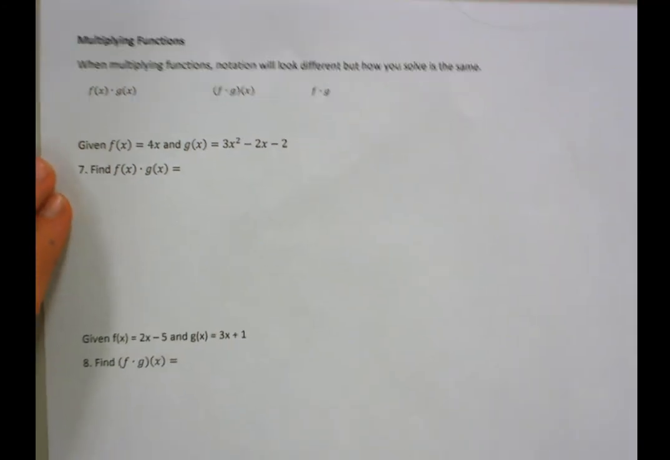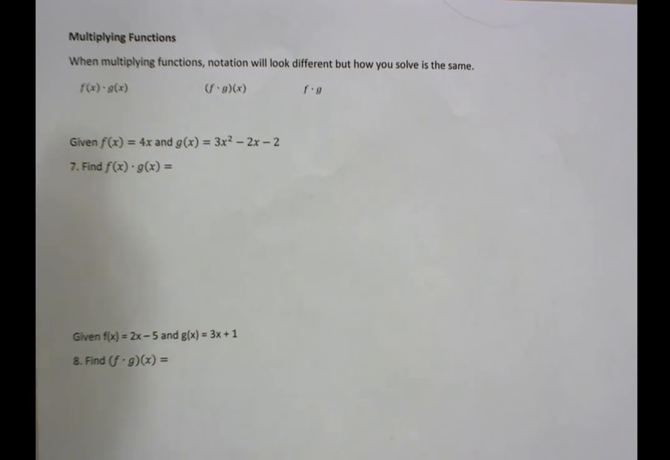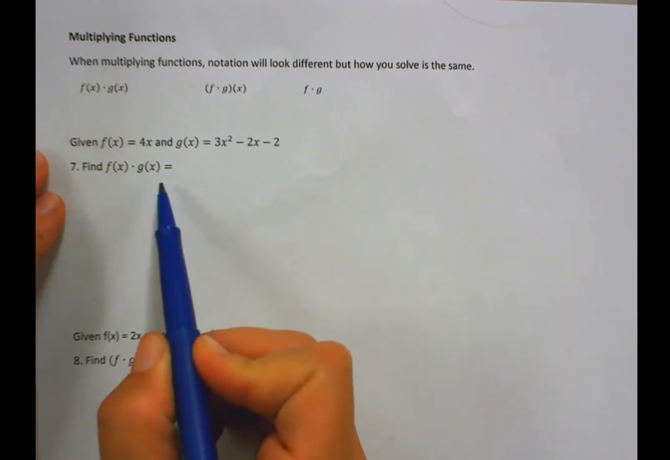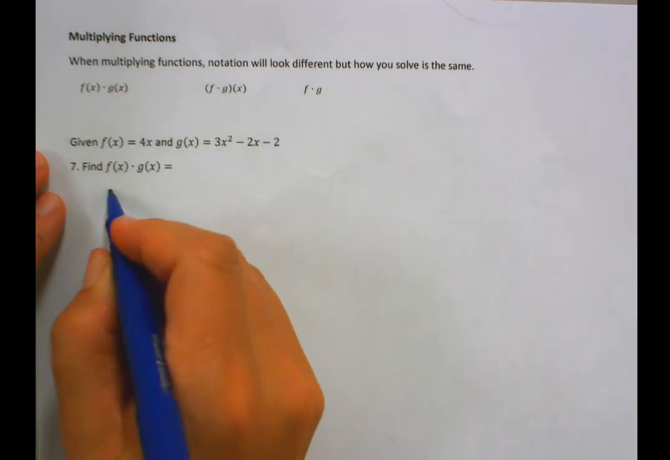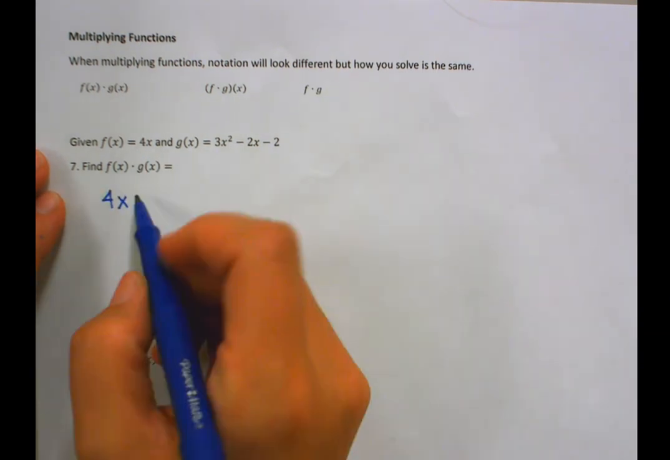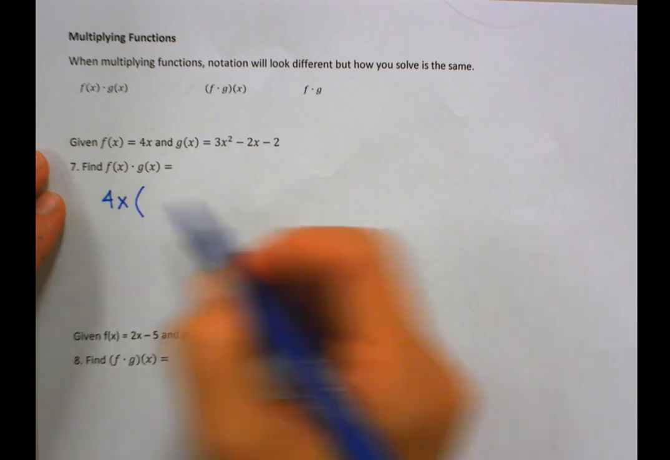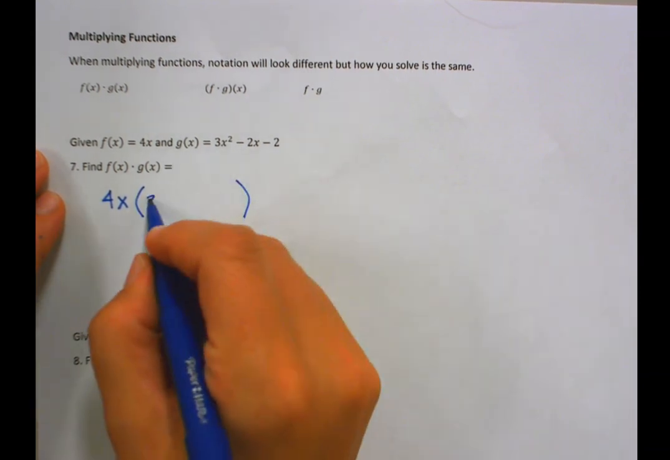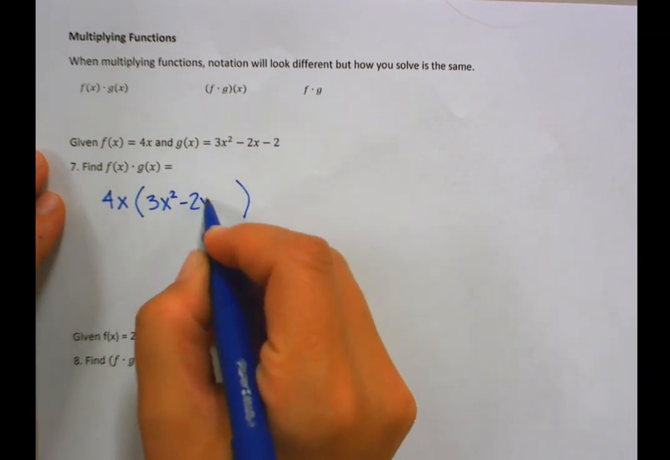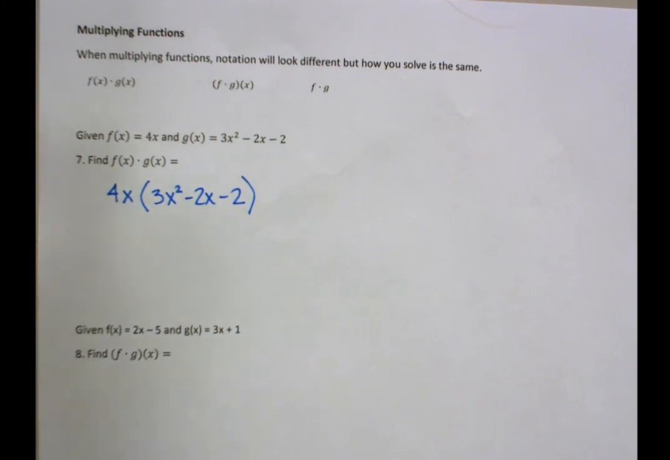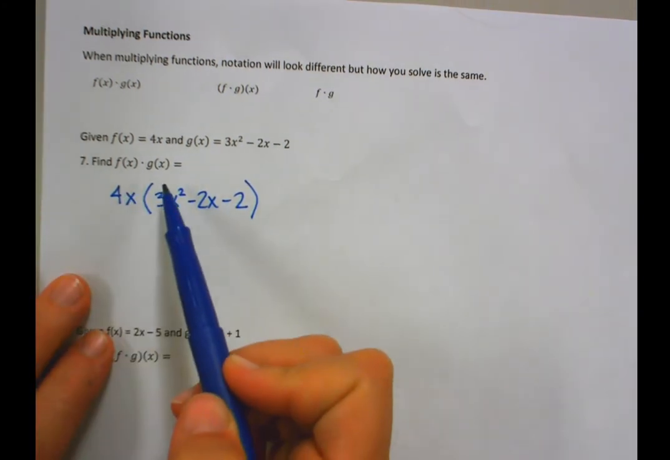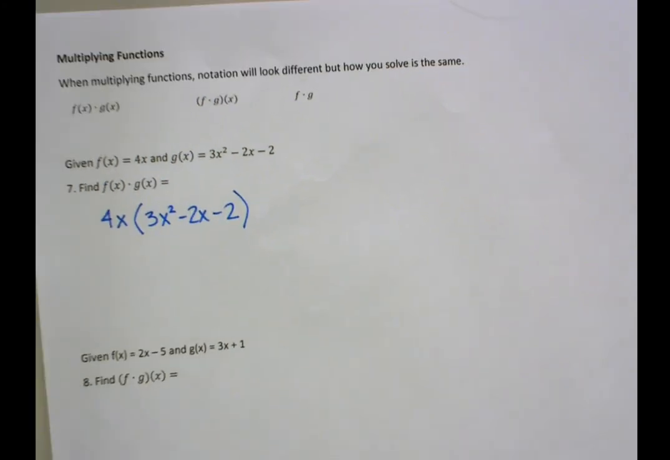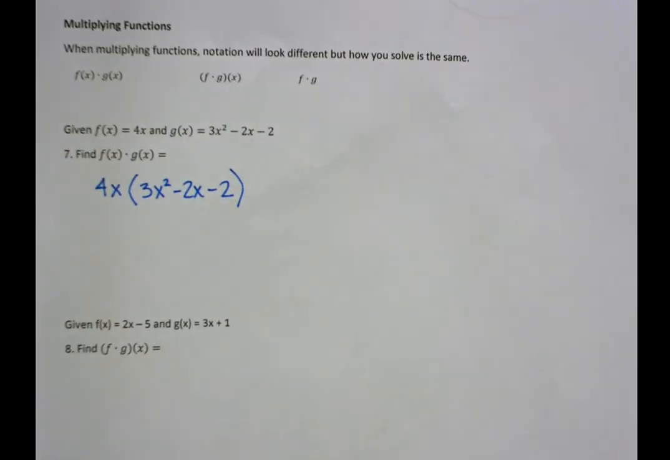So if we look at our first example for multiplying, it's asking us to multiply f of x times g of x. So we replace f of x with what it equals, so our function, which is 4x. And then we're going to multiply that by our next function, which is g of x, so that's 3x squared minus 2x minus 2. And we put that in parentheses because we're multiplying this whole function by this whole function. So we often will put the second one or both of them in parentheses.